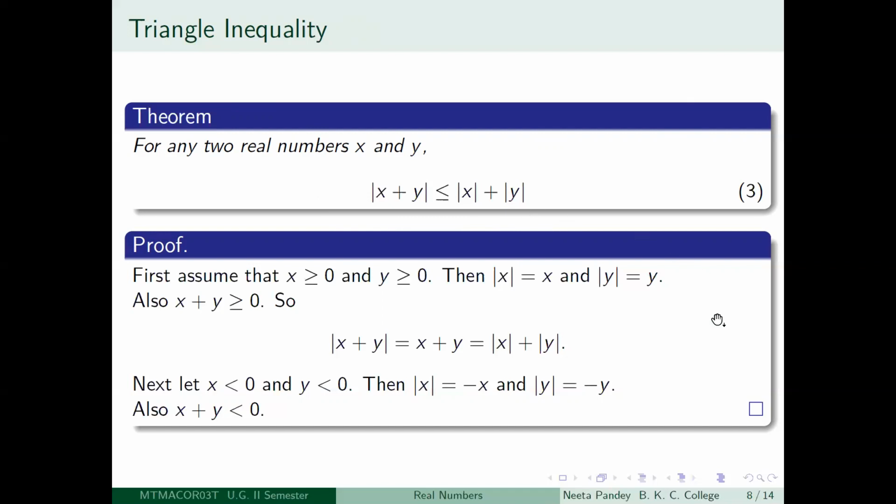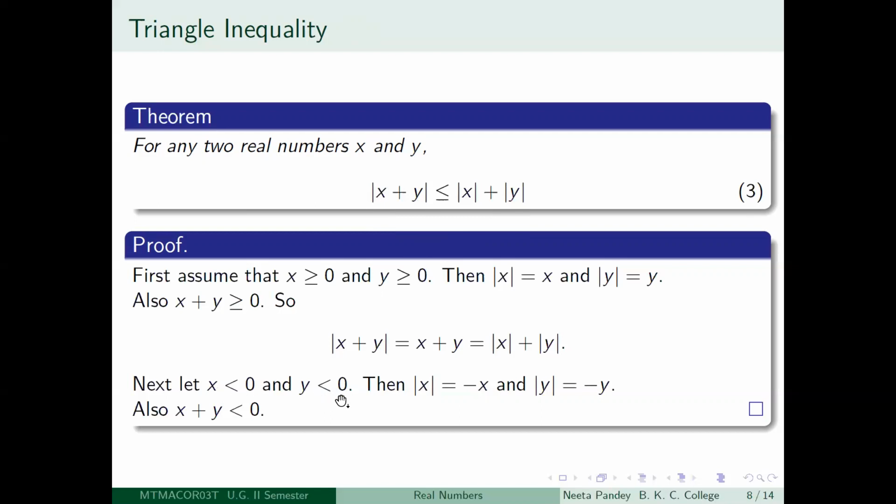So again, we will prove this by taking several cases. First of all, you assume that x and y are both non-negative. They have the same sign or both are 0. So if both are non-negative, then mod x is equal to x and mod y is equal to y, as well as x plus y also has to be non-negative. So mod of x plus y is going to be equal to x plus y, which is equal to mod x plus mod y. So if x and y are both non-negative, you actually get an equality.